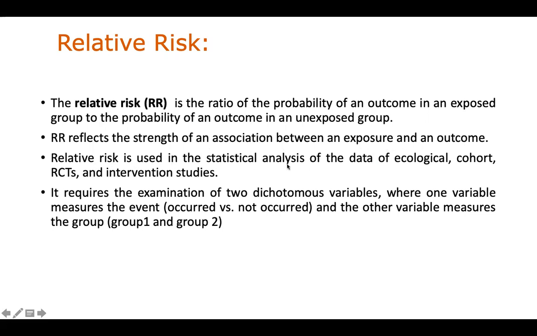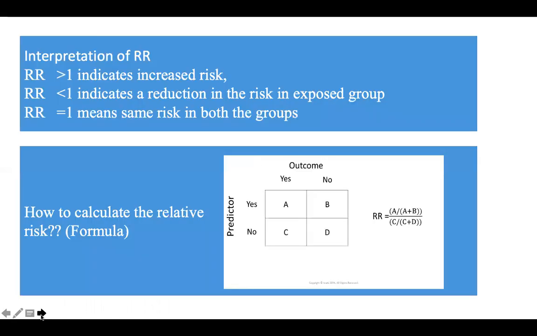Relative risk is used in ecological data, cohort studies, randomized clinical trials, adverse drug reactions, and intervention studies. It requires two binary variables. One is whether the event occurred or not, and the other is the exposure group, exposed and unexposed.